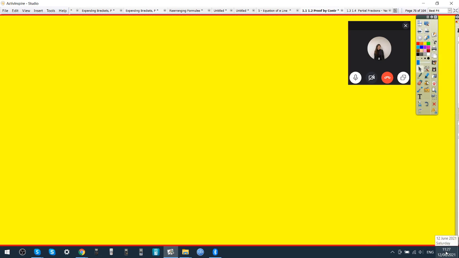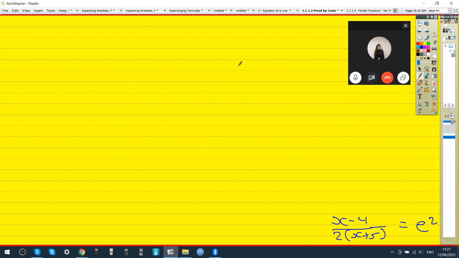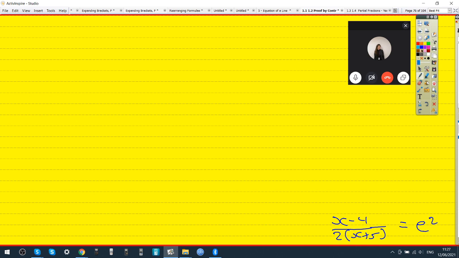And then would you need to square root both sides? I would get rid of the fraction. Do you multiply by 2x plus 5? Yeah. So that is equal to e squared times 2x plus 5. And then let's see, expand.